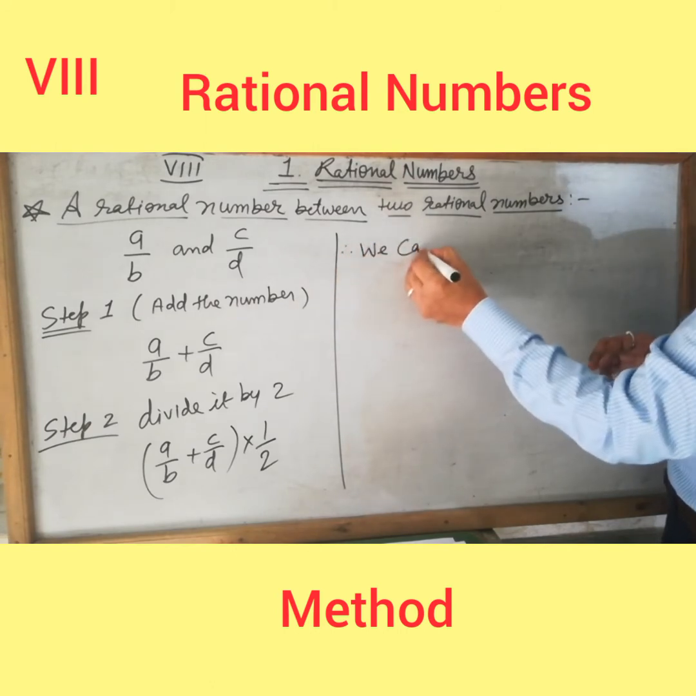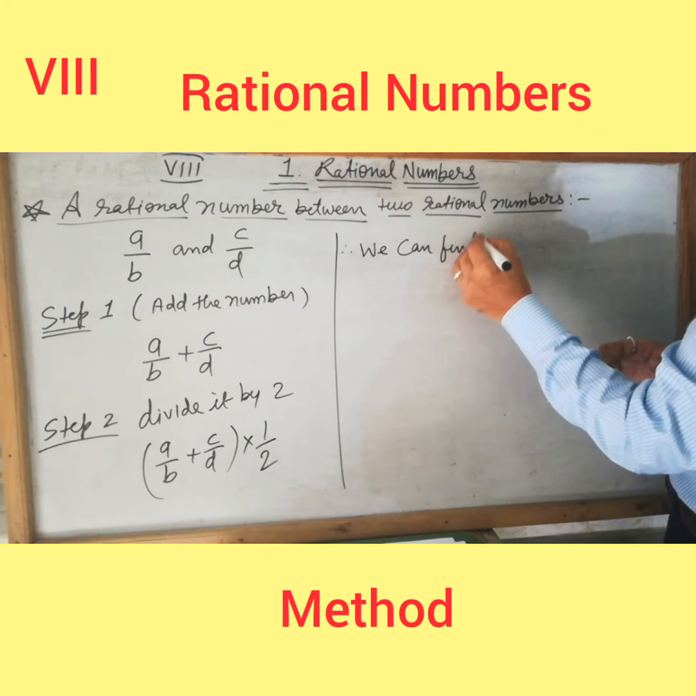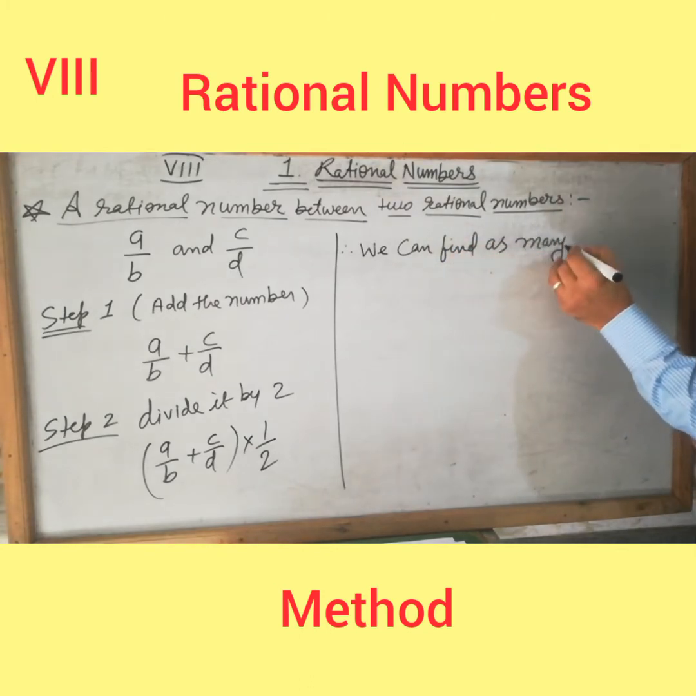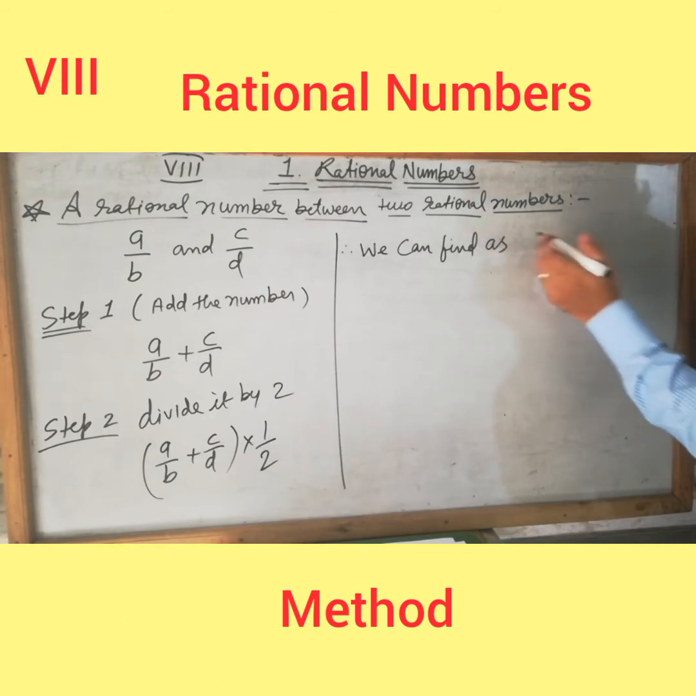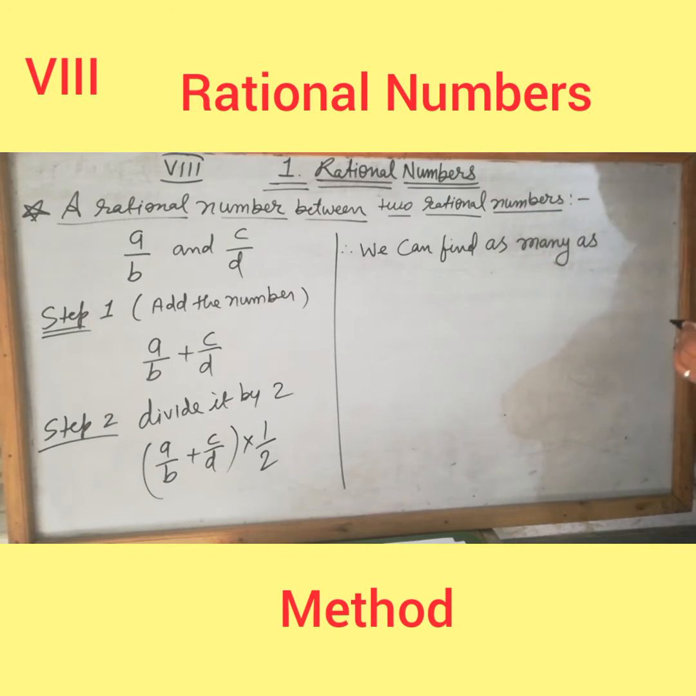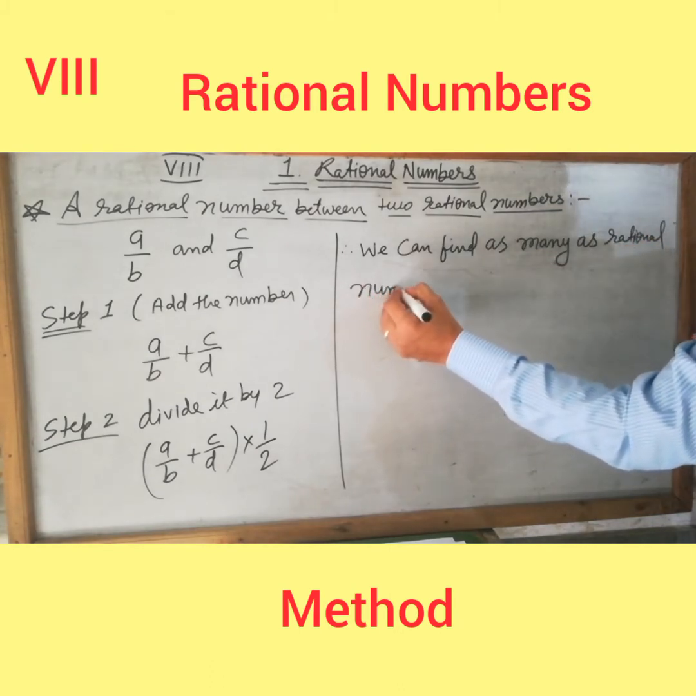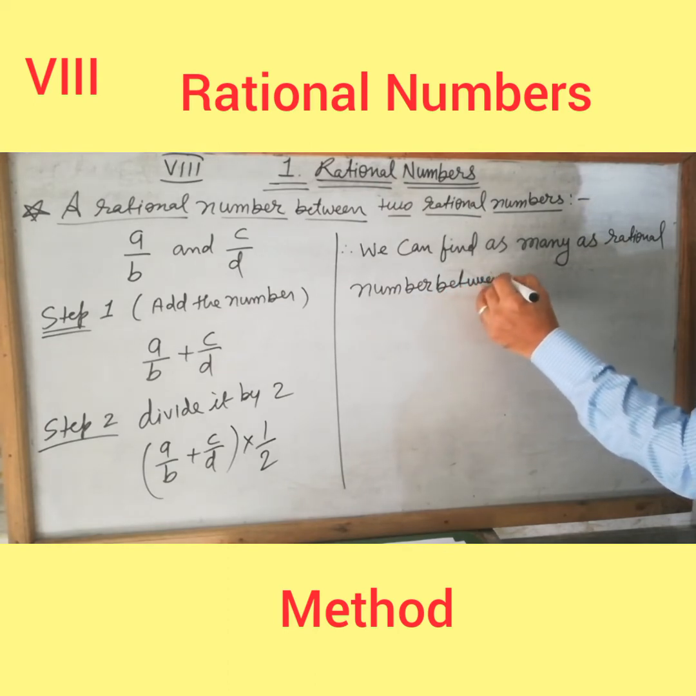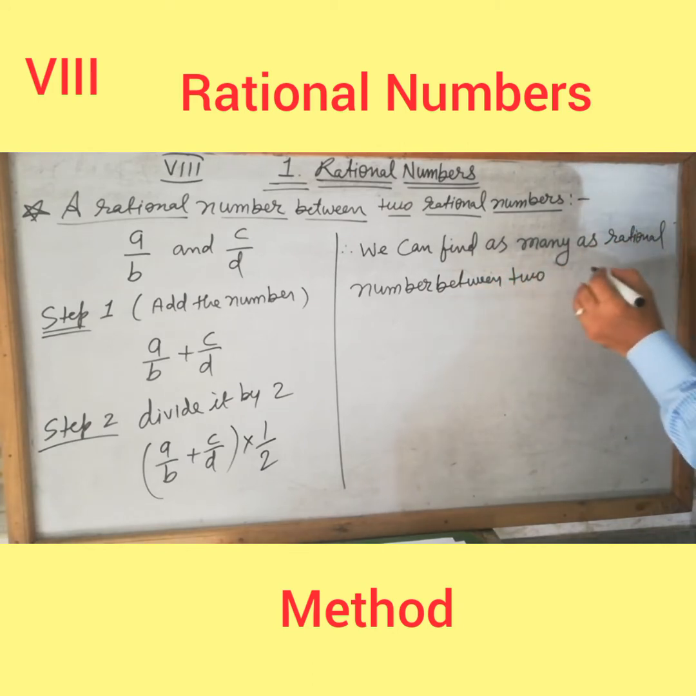Therefore, we can find as many rational numbers as we want between two rational numbers.